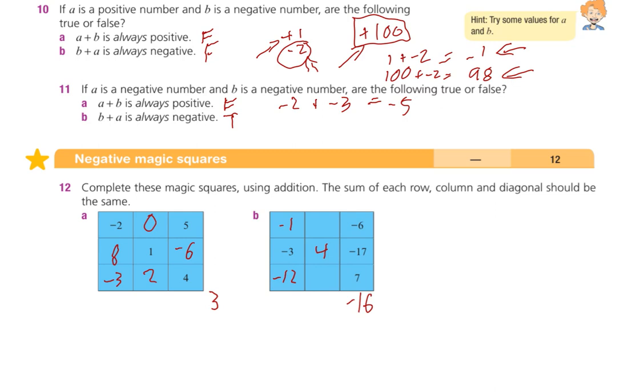Minus 1 and minus 6 is minus 7. To get to minus 16, we're going to have to minus a further 9. Minus 9 and 4 is minus 5. We need to go down by another 11 to get to minus 16. And this is minus 23 and 7, which will be minus 16. So there we go.